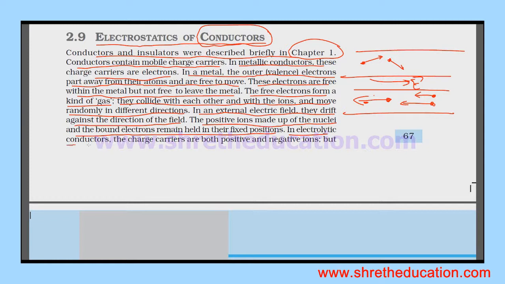In electrolytic conductors the charge carriers are both positive and negative ions.